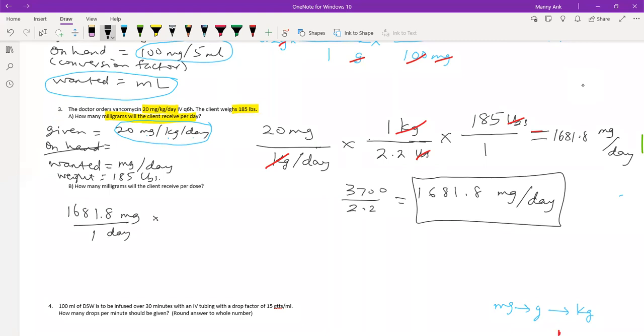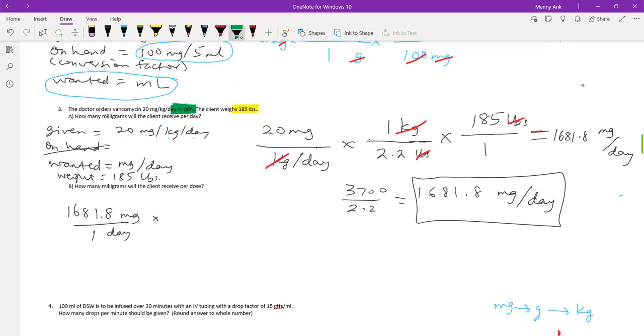Times, I want per dose. How many times is the patient being given the medication? If you go by the question, the person is being given it every 6 hours. So it means 6 hourly, right? How many times is a person going to receive the medication? You have 24 hours in a day, so you have to divide 24 by 6. So you have 4 times given this medication.